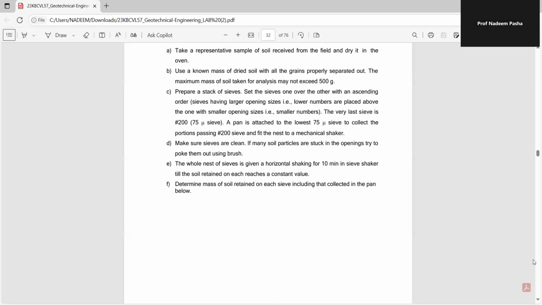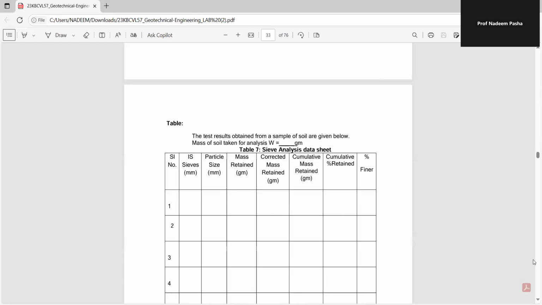Make sure sieves are clean. If many soil particles are stuck in the openings, try to poke them out using a brush. The whole nest of sieves is given a horizontal shaking for 10 minutes in the sieve shaker till the soil retained is constant. Determine the mass of soil retained on each sieve, including the soil collected in the pan below.